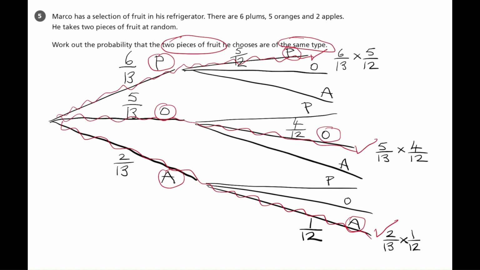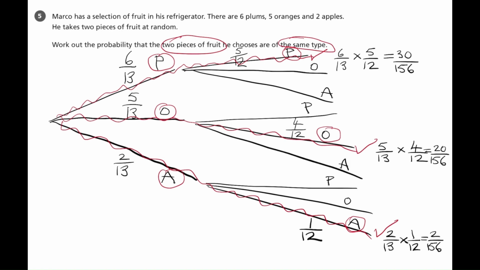So we can now work out each of these fraction calculations. We multiply the numerators and the denominators, or we can use a calculator. So we have 20 out of 156, and finally we have 2 out of 156. We now need to combine these probabilities to get our final overall answer.